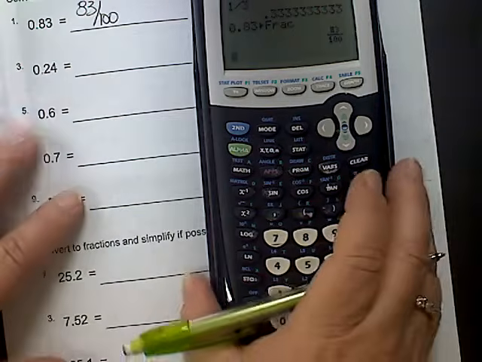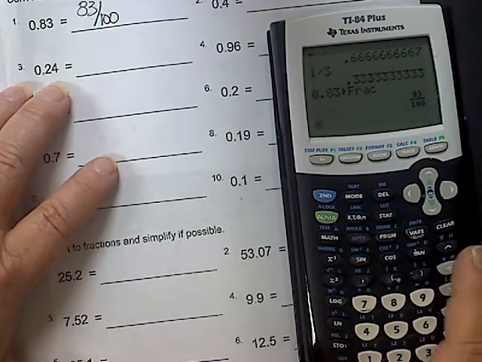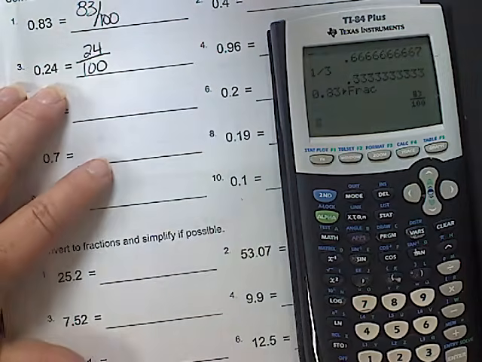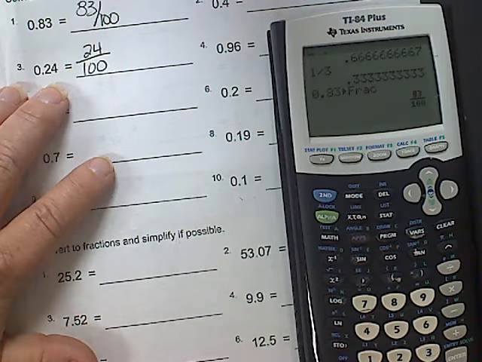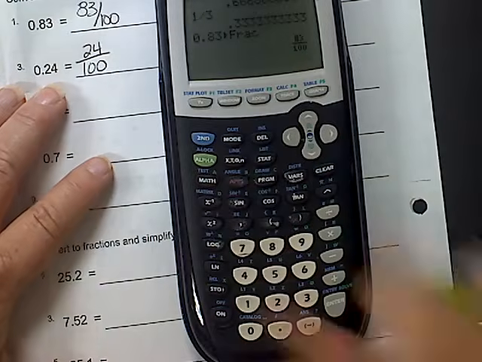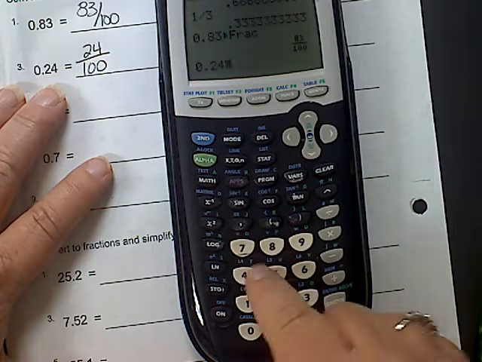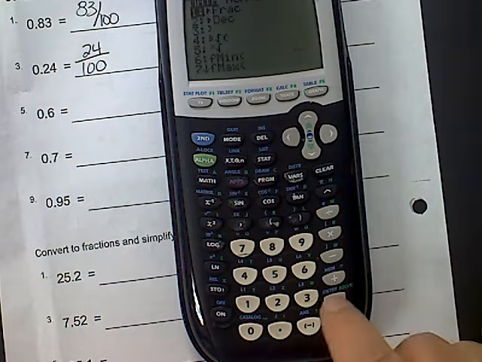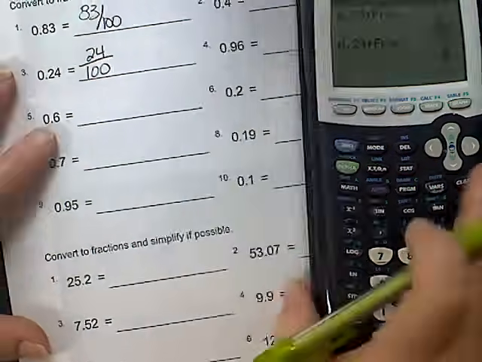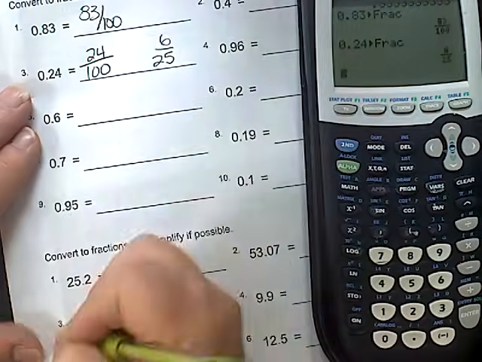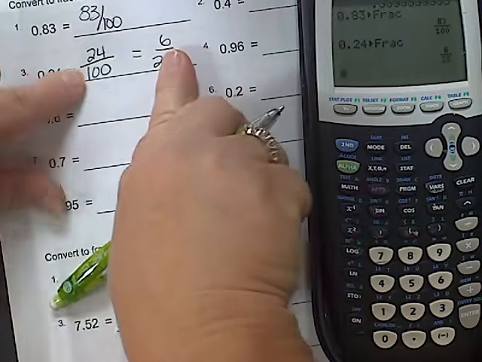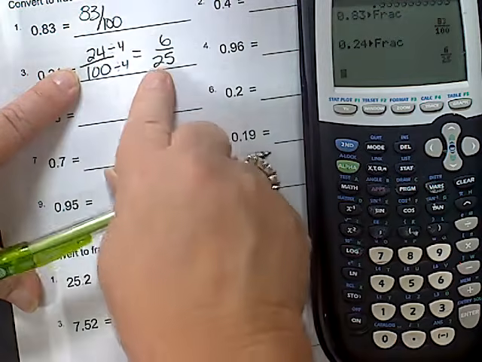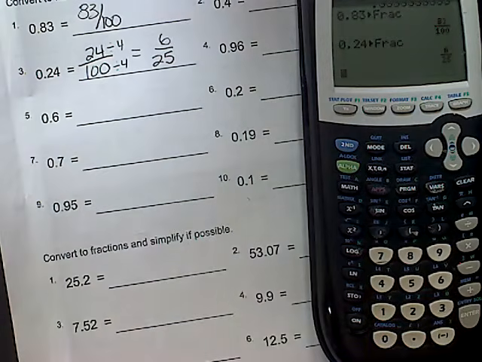For instance, some of you would know that you can write 0.24 as 24 over 100, and you might put that on your paper and be done. If you do that, I will mark it wrong. Because for 0.24, remember the instructions said decimal to a fraction, you push math, then enter, and you get 6/25. And that is the simplified form of 24 over 100. You would have had to divide this by 4 and this by 4 to get the simplified version. Well, this calculator already simplifies for you.